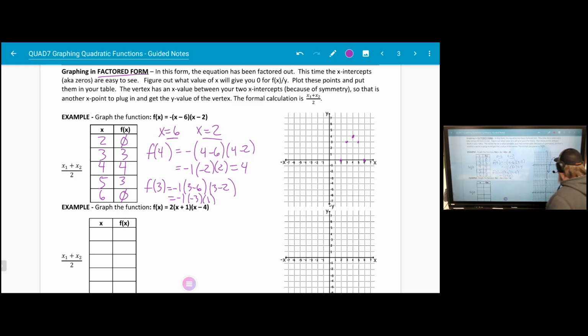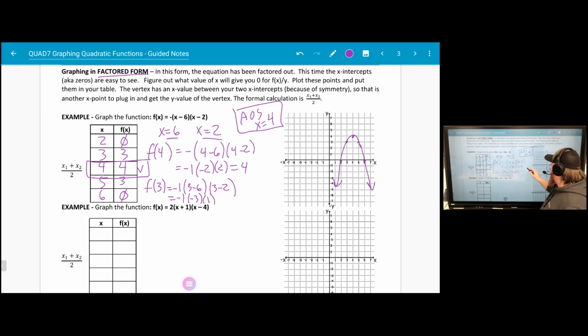Okay. What are some things that we don't have? Well, we've got our vertex. We've got this guy right here. This is my vertex. I don't have my axis of symmetry. x equals the x coordinate. x equals 4. Vertex, sketch, axis of symmetry.